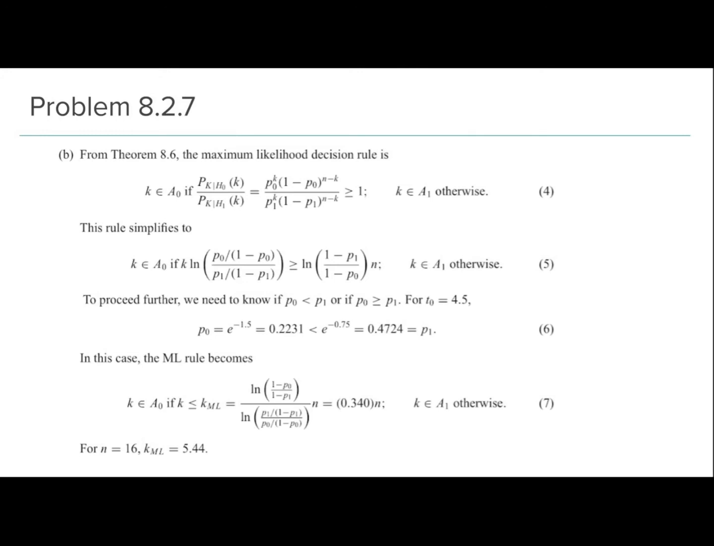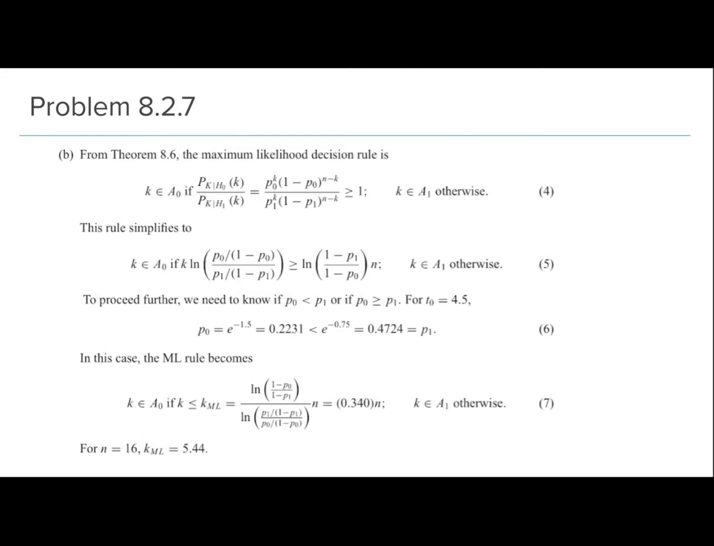So on further simplification, what we have is that k will belong to A naught if k is less than or equal to k ml, which is equal to ln of 1 minus p naught over 1 minus p1 divided by ln of p1 divided by 1 minus p1, the whole term, divided by p naught over 1 minus p naught, times n, which is equal to 0.34 n. So if k is less than or equal to 0.34 n, it will belong to A naught, otherwise it will belong to A1. And putting in the value of n, which is 16, we get k ml is equal to 5.44.